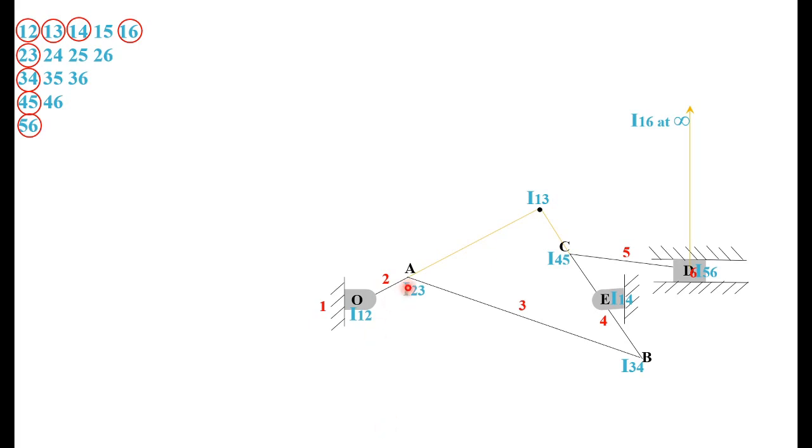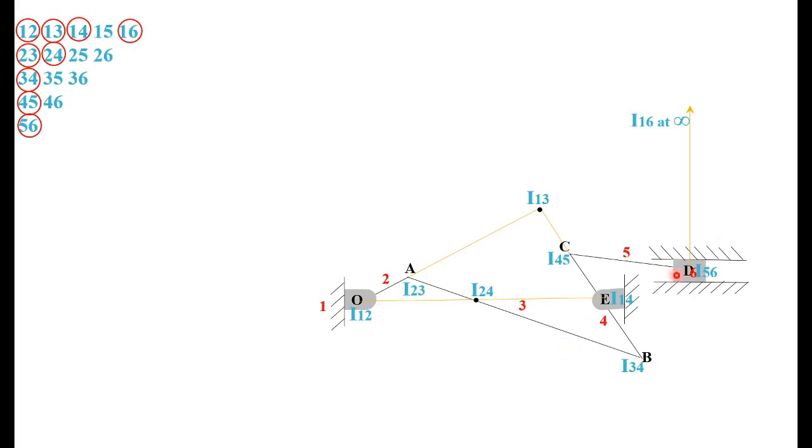So 2 3 and 3 4 are already link AB. So if you join it, it will be the same link AB corresponding to link AB, and you join 1 2 and 1 4. So 1 2 is this point, 1 4 is this point, joined with a straight line. So both lines meet at this link, inside along the link itself. That is your I24. Okay.